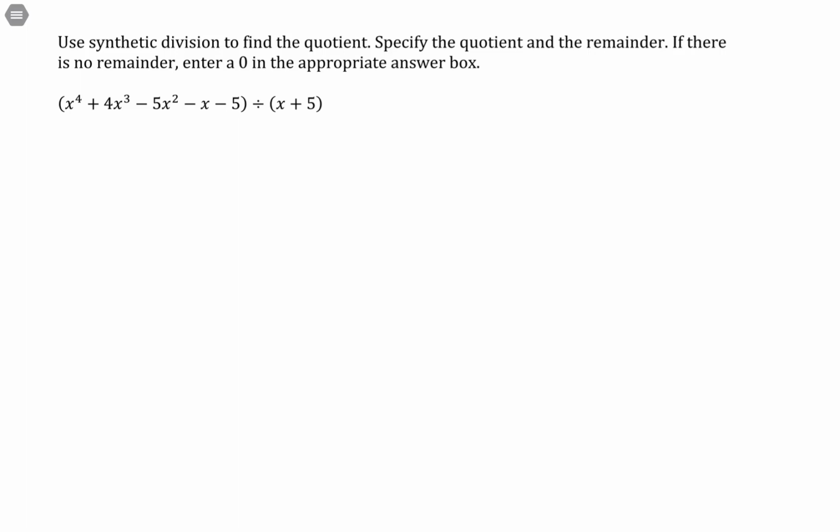Use synthetic division to find the quotient. Specify the quotient and the remainder. If there is no remainder, enter a 0 in the appropriate answer box.